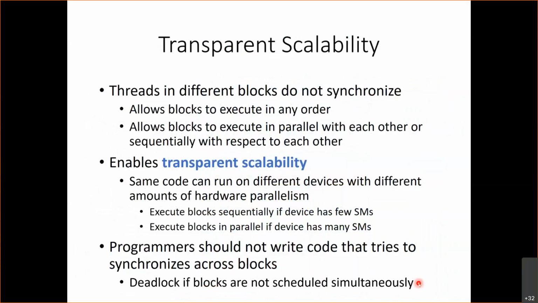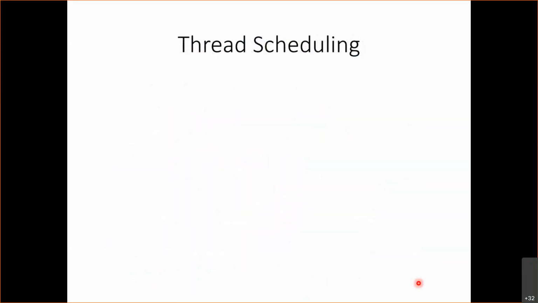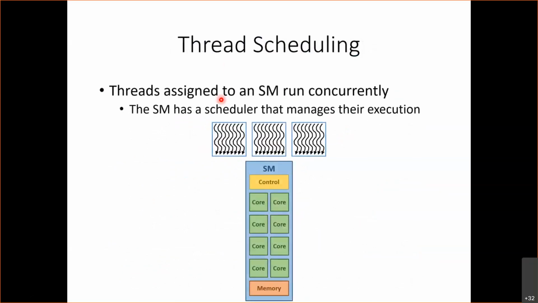Okay, so now that we've seen how we schedule blocks on different SMs, let's zoom in on one SM and see how threads are scheduled on that SM. So threads are assigned to an SM and run on that SM concurrently. What I mean by concurrently is that I don't mean that they are all running in parallel at the same time, but they run concurrently. There's a scheduler that manages their execution and schedules some threads some time, then other threads at other times.